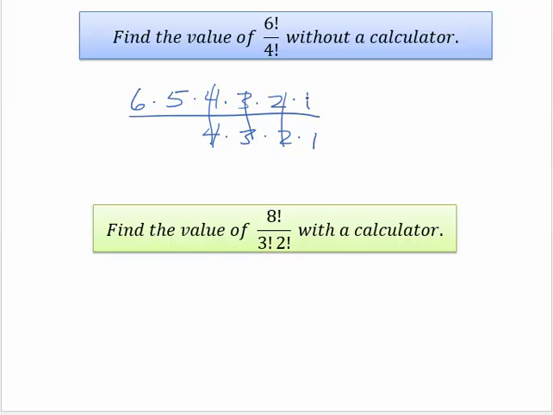All of these cancel out. So our answer is just 30. You don't have to actually figure out what 6 factorial is and what 4 factorial is and divide them. You can use the canceling out process.